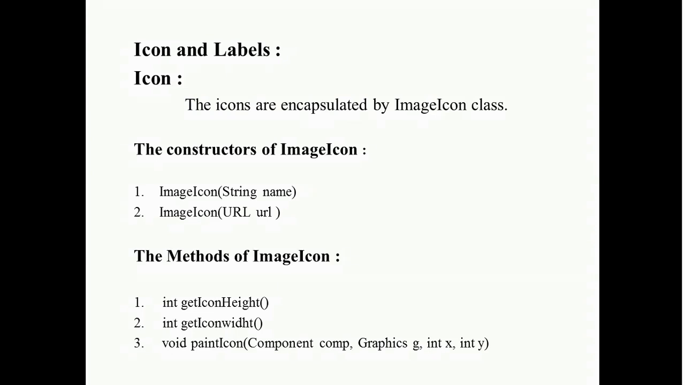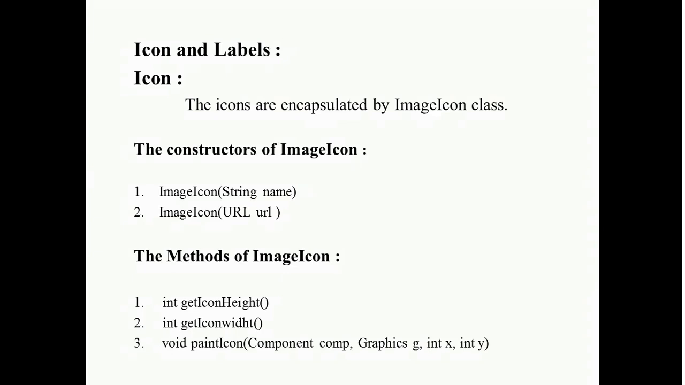First see what an icon is. Icons are encapsulated by the ImageIcon class. ImageIcon implements the Icon interface provided by Swing. There are many Swing classes that support providing an image by passing an ImageIcon object as an argument. Means the ImageIcon is simply used to paint an icon from an image.